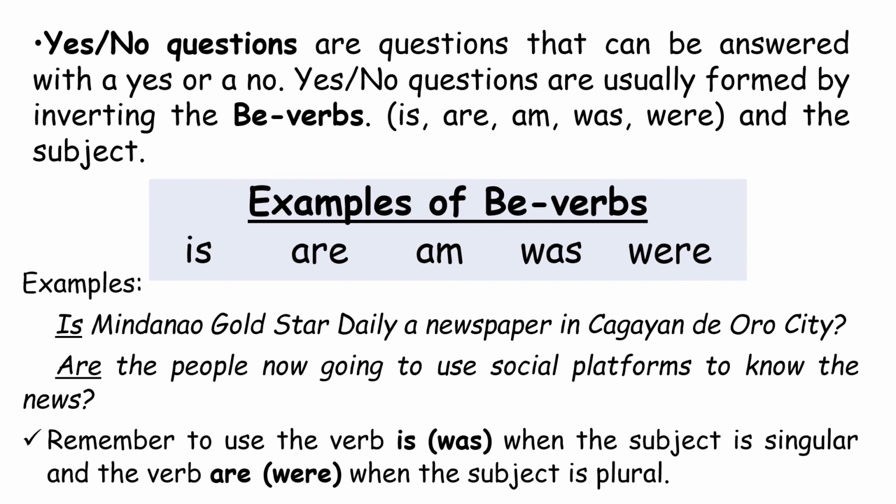Examples: Is Mindanao Gold Star Daily a newspaper in Cagayan de Oro City? Is it a yes or a no? Are the people now going to use social platforms to know the news? Yes or no? So remember to use the verbs is or was when the subject is singular and the verbs are or were when the subject is plural. So that is the simple form of using past, or singular or plural.